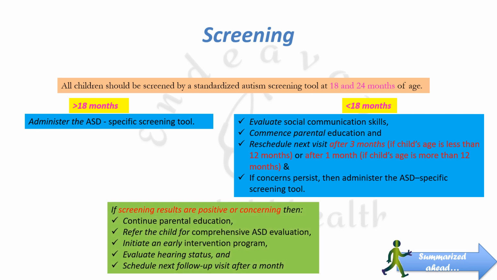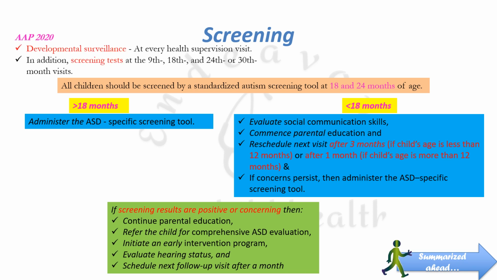Now, if the result of the screening tool is positive or concerning, then you must continue parental education, refer the child for comprehensive autistic spectrum disorder evaluation, initiate an early intervention program, evaluate hearing status, and schedule the next follow-up visit after at least a month. Up till this step, I think all general pediatricians will be able to do.